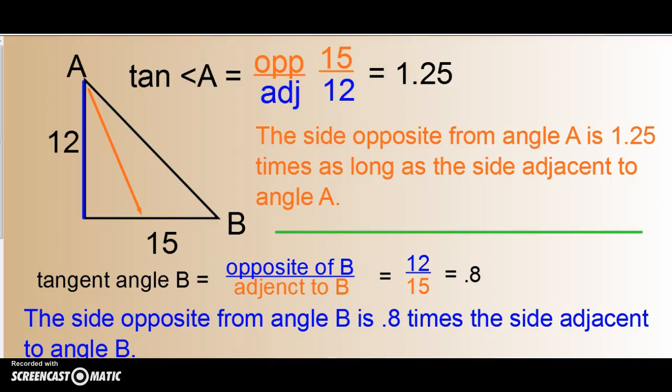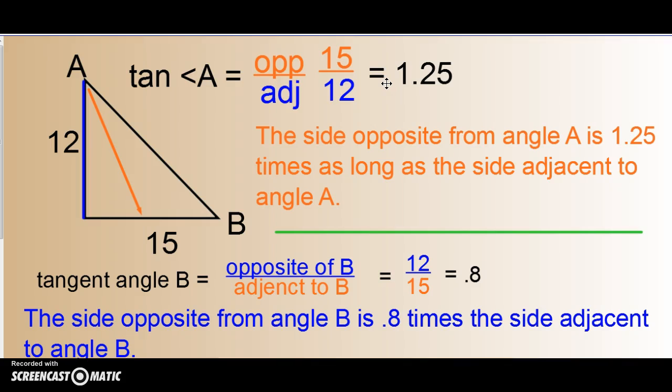All right, so here's an example. Now let's just go part by part here. The first one says, find the tangent for angle A. So the formula is, what is right across from angle A? 15. And what is right next to angle A? 12. So you create a ratio: 15 over 12 is 1.25, or 1 and 25 hundredths.